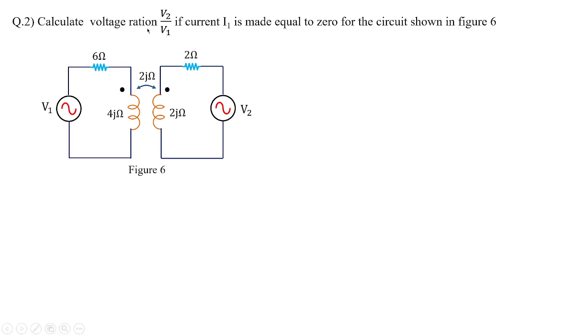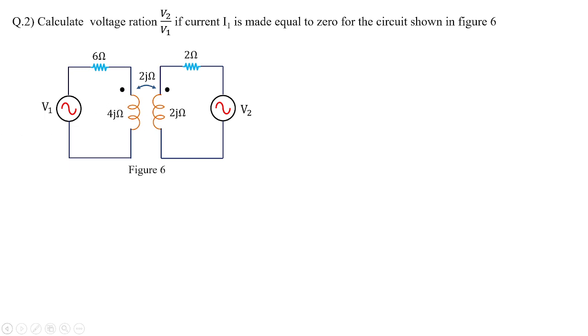Calculate voltage ratio V2 by V1. It is ratio, not n. N it is distinctly typed over here. Please ignore this n. If current I1 is made equivalent to 0 for the circuit shown in figure 6, you can see we have V1, we have V2, we have two dot conventions. Both the dot conventions are on the top, and 6 ohms, 2 ohms. The resistor values are given.